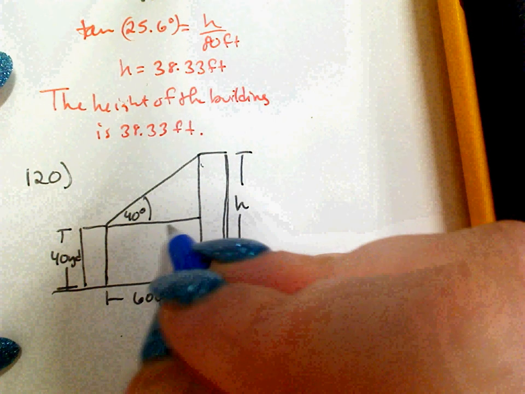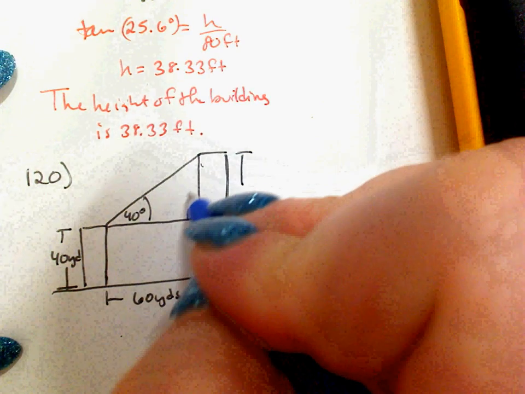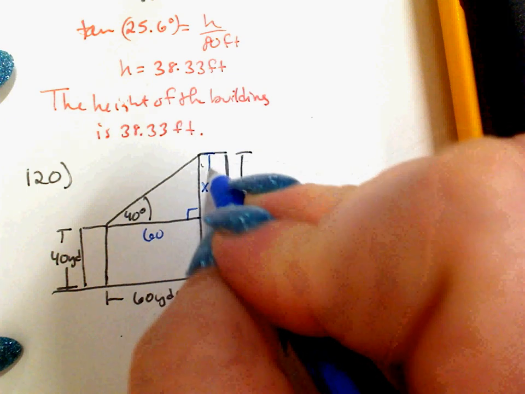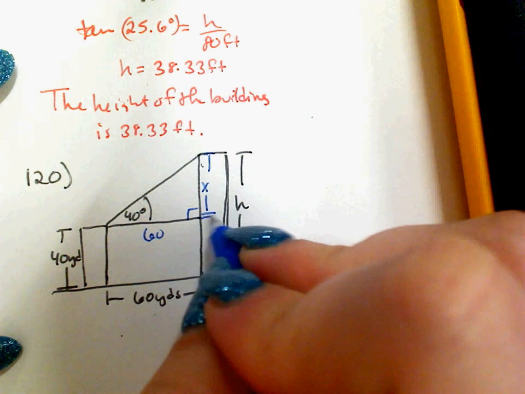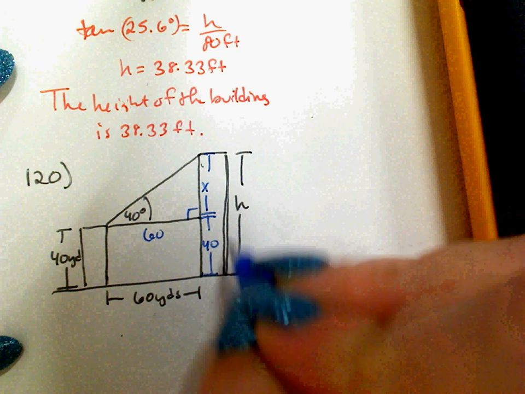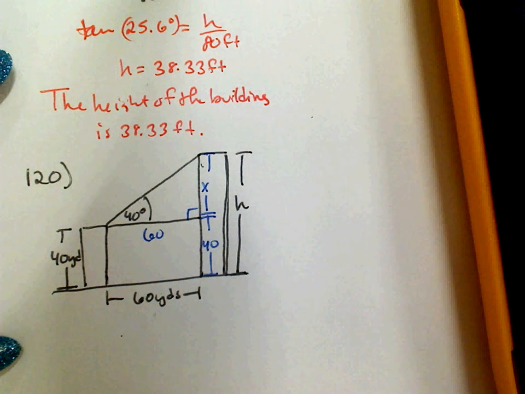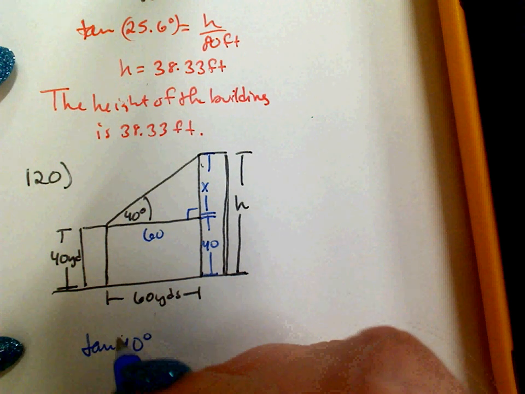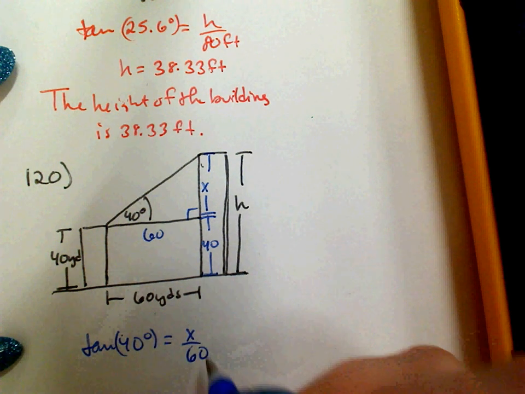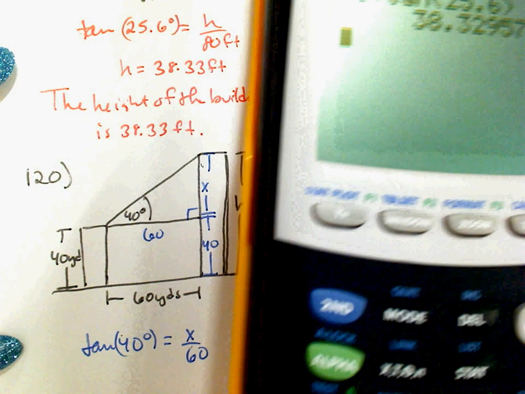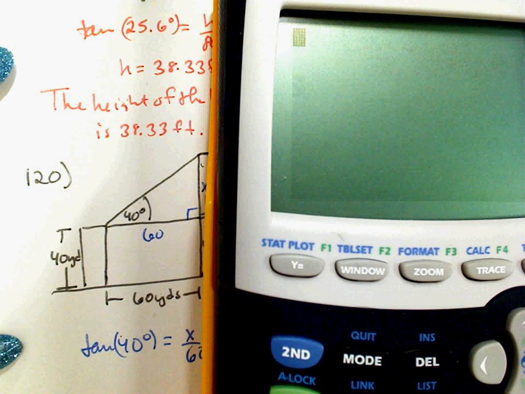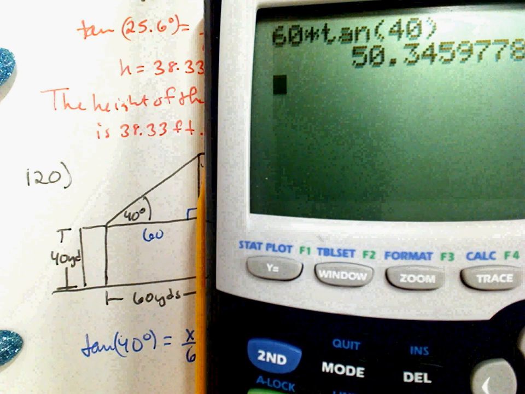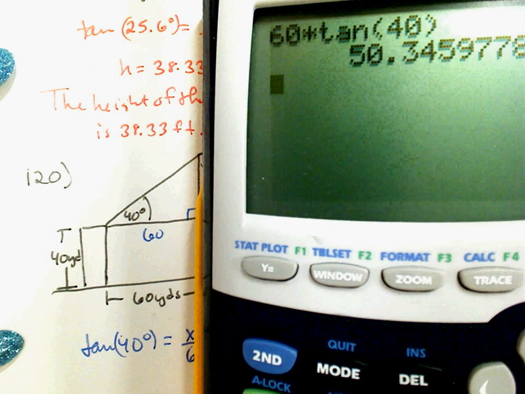So in this right triangle right here, I've got 60, the 40 degrees, and I want to find this length. I'm going to let it be x, because I already know this length, it's 40. So if I find x, I can add 40 and I get the height. So tangent of 40 degrees equals x over 60. So I'm going to multiply 60 by tangent of 40. So 60 times tangent of 40. And I'm left with 50.34597.